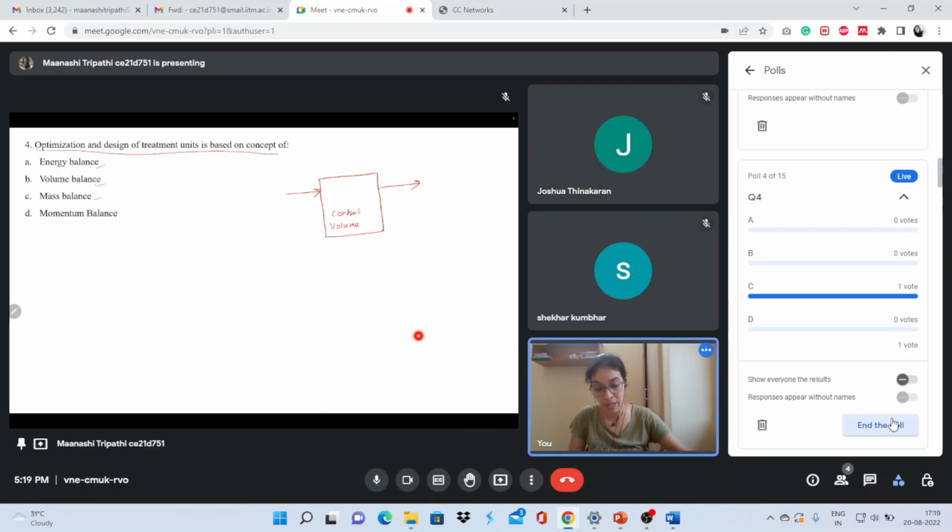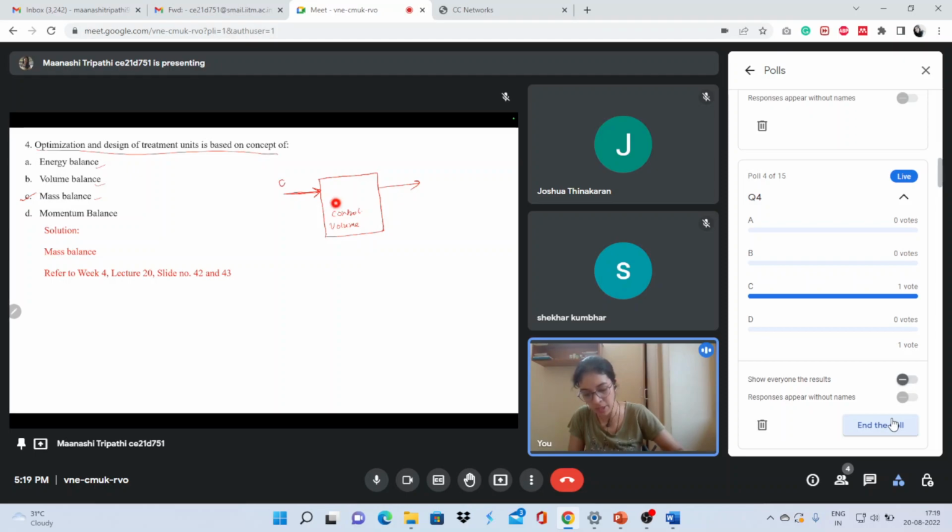We never balance volume because volume may increase or decrease with time. If you increase the temperature, volume will increase. Talking about gas, it will increase tremendously. So we never balance volume. We balance mass because mass is constant. So mass balance is the answer. We try to balance the mass.